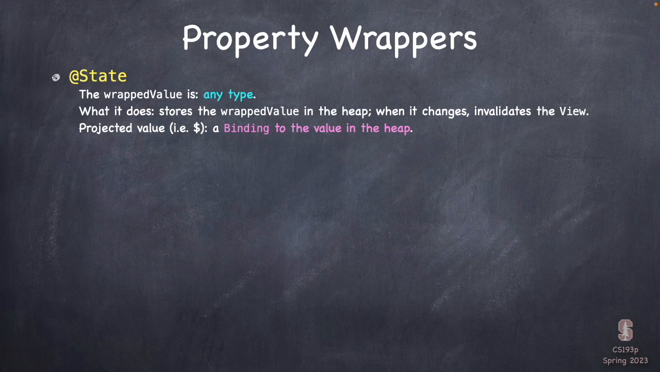So it's like a reference. You want to think of it that way. It's like a variable that's bound to my @State. And we're going to talk about why this is so important in a few slides here. But that's @State's binding, @State's projected value. Its $ thing is a binding to that @State.